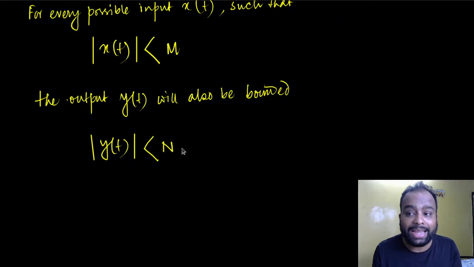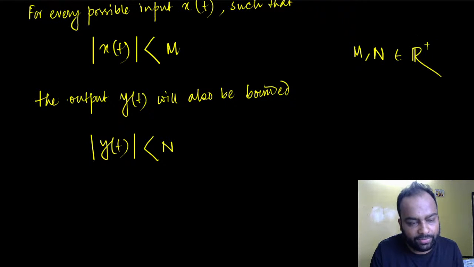Now these values M and N are arbitrary, right? As long as the output is bounded, I do not care what the bound is. It could be bounded by an upper value of 10,000, or 1 million. It does not matter, as long as the signal does not go to infinity. So we do not care about the particular values of M and N here. We just care that M and N are positive real numbers, and that if the input is bounded, the output has to be bounded as well. What the exact value of the bound is, we do not care.